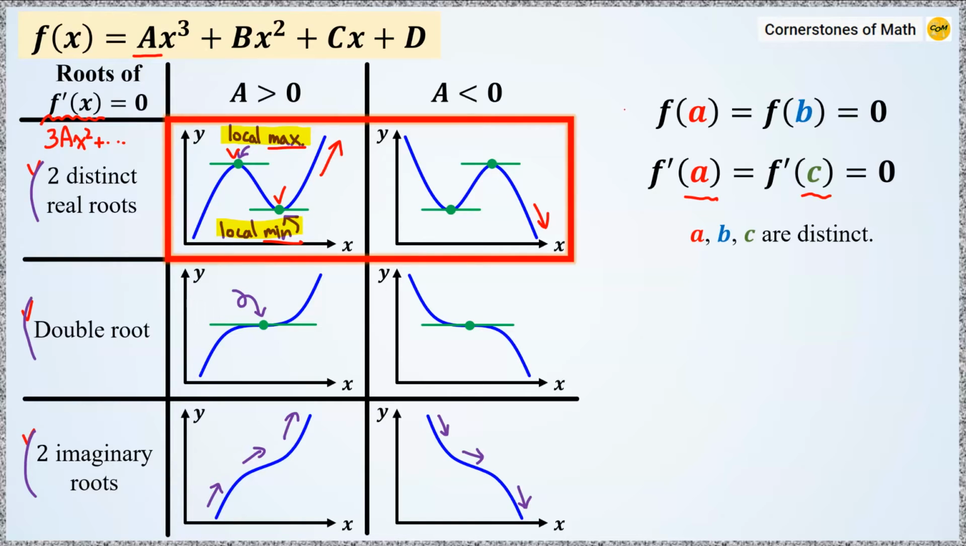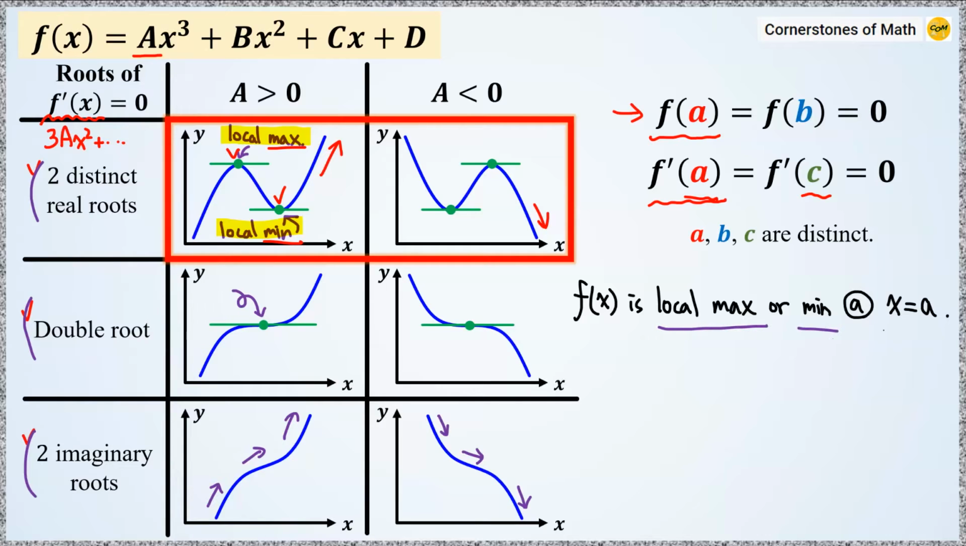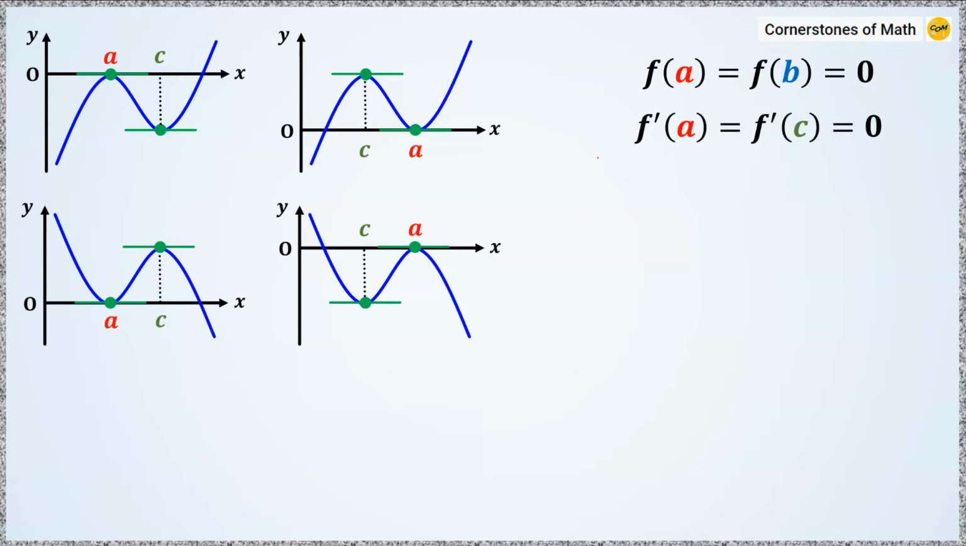Next, let us combine this result with these conditions about the values of the function. Here, let us especially focus on the fact that f(a) equals 0 and f'(a) equals 0. The derivative condition tells us that f(x) has a local maximum or local minimum at x equals a, and this condition tells us that f(x) becomes 0 at that specific local maximum or minimum point. Therefore, the possible candidates for the graph of f(x) are these 4.